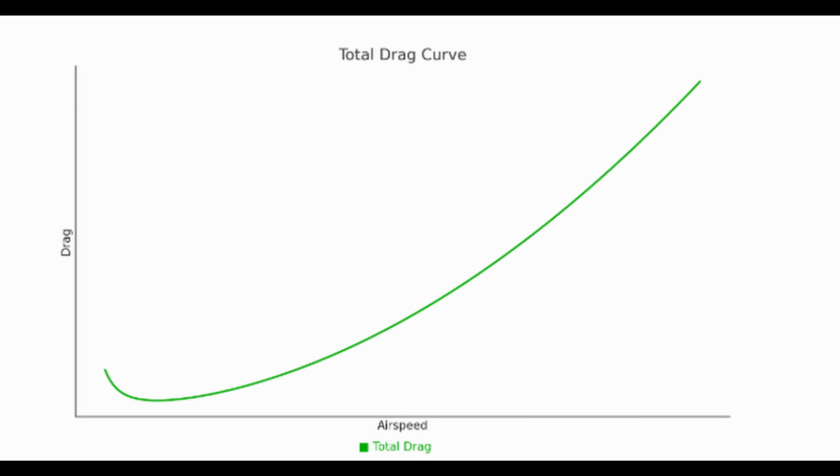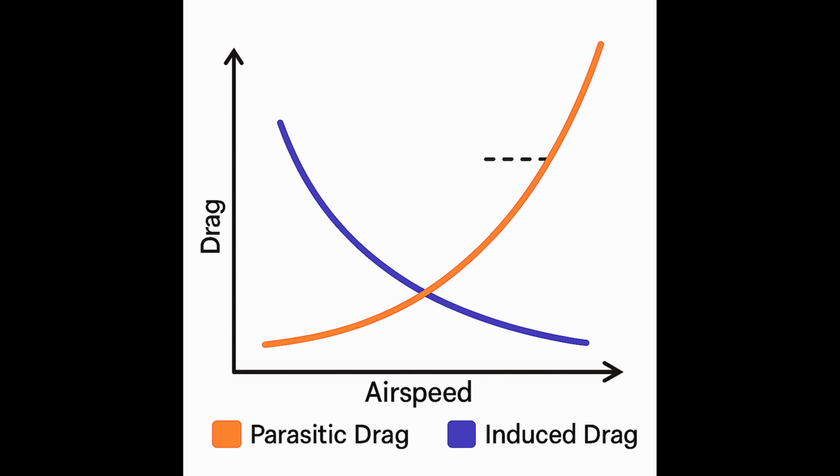And that brings us to the total drag, which is the sum of all the drag types. It's the combined effect of two primary components. 1. Parasitic drag. As we know, parasitic drag is the drag type that doesn't contribute to the lift, including form drag, skin friction, and interference drag. It increases with speed and dominates at higher velocities.